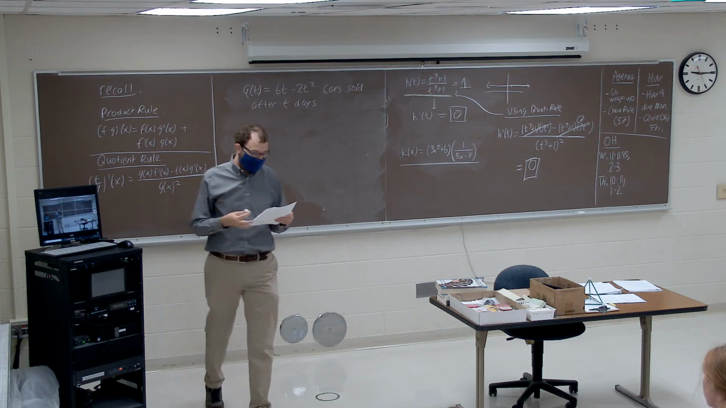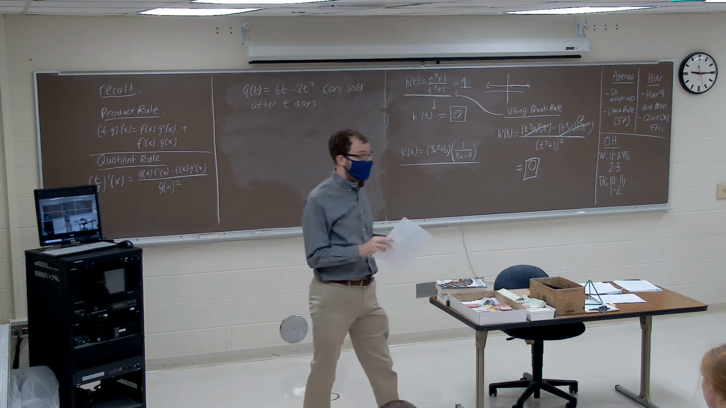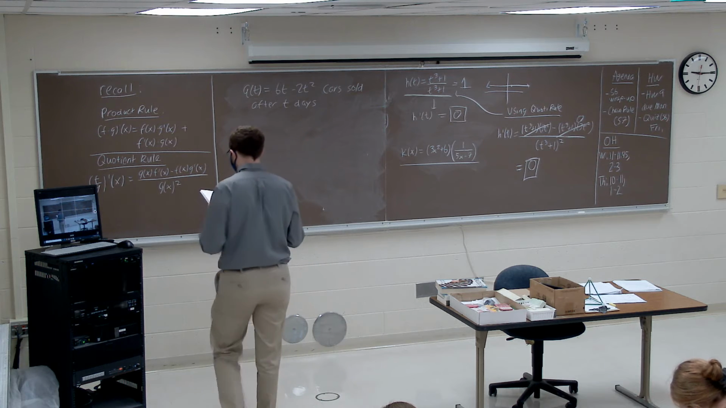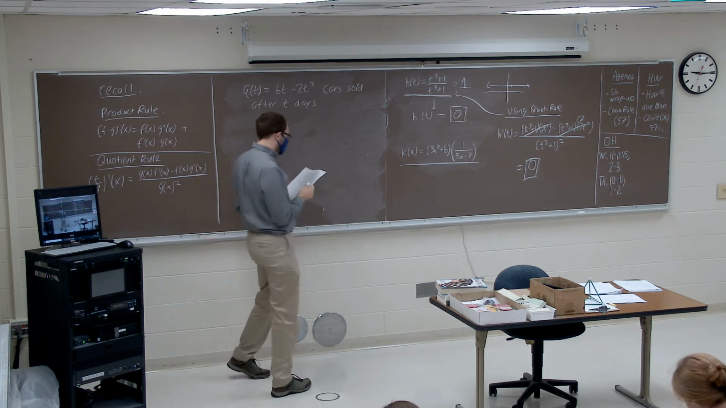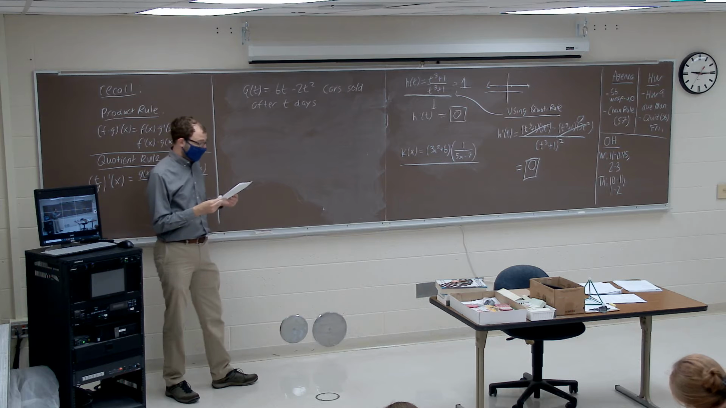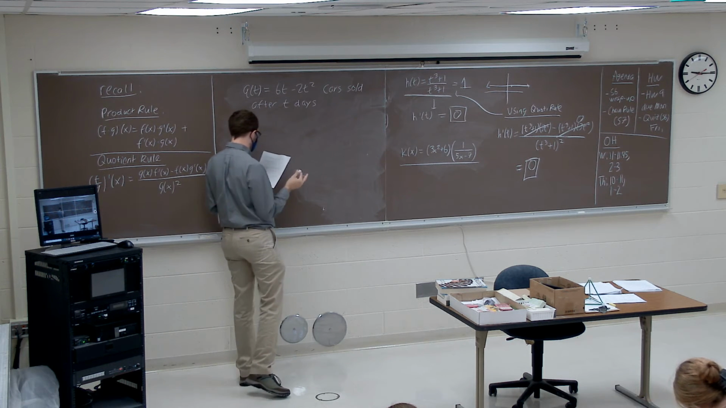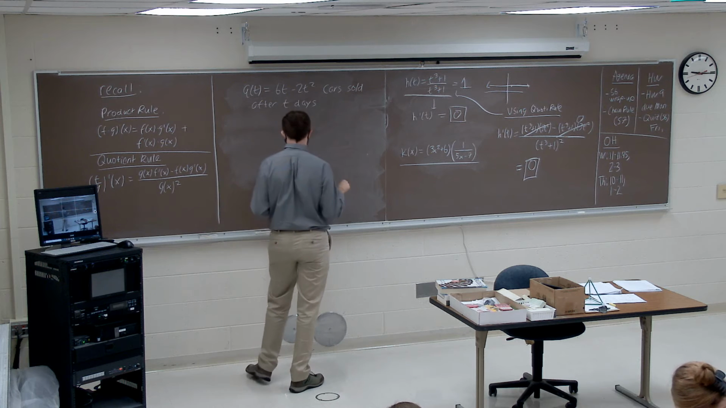On the other hand, we also know something about the profit that can be made per car sold. Specifically, that for each car sold, T days after it comes on the market, we as the dealer can make a profit of P of T equals 10,000 minus 100 T dollars per car.